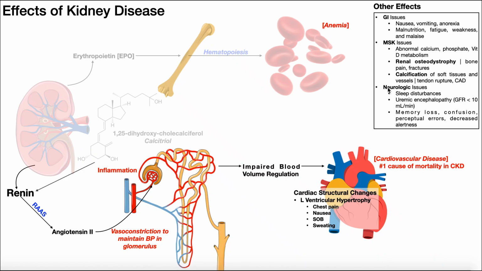And then neurologic issues, so sleep disturbances, uremic encephalopathy. This will occur when the glomerular filtration rate drops below 10 milliliters per minute. To put this in perspective, the normal GFR is 120 mils per minute. So 10 is very low. So this will not be in every single patient. It's only once it drops really below 10, which is extremely low. But you can also have memory loss, confusion, perceptual errors, decreased alertness, and really all of these things, regardless of the system, become more apparent and more prevalent as you progress through the stages of chronic kidney disease.